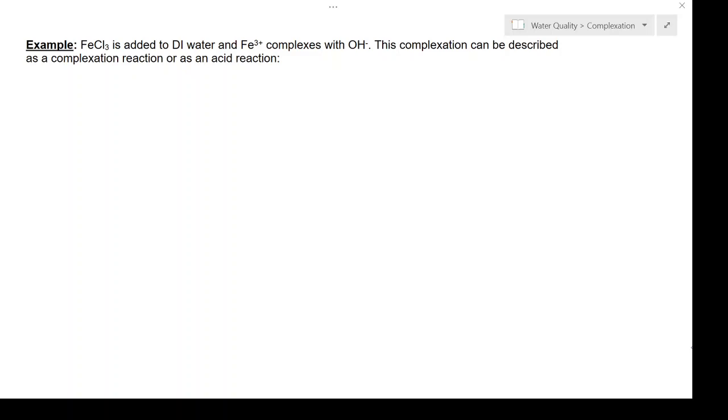Okay, so to start with, we add ferric chloride to deionized water in this example, and it completely dissociates. So we have ferric chloride releasing a ferric iron ion, and then also 3 chlorides. And this is going to have 100% ionization. So that's my first reaction.